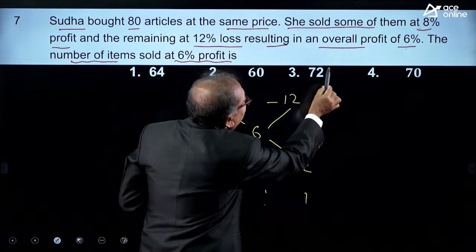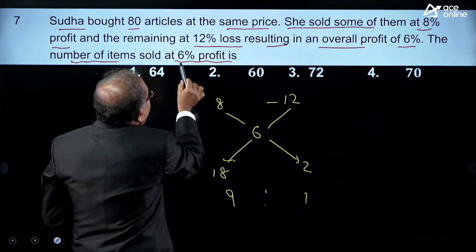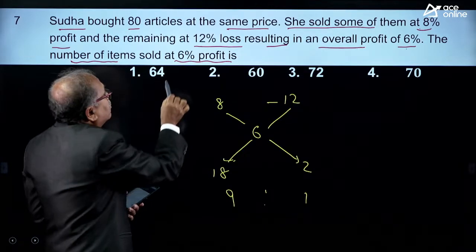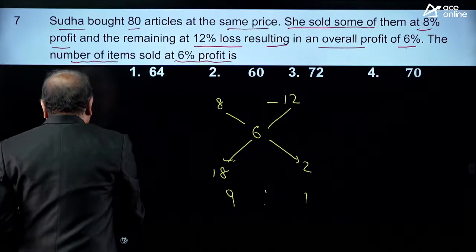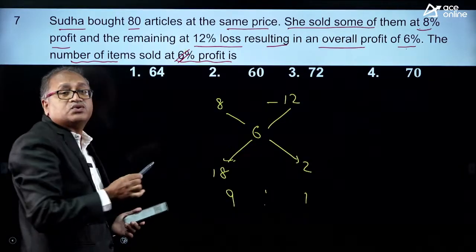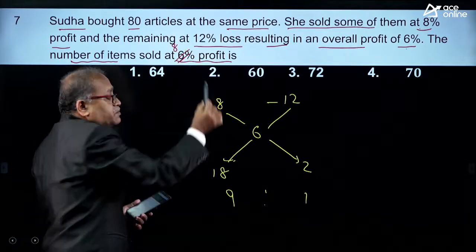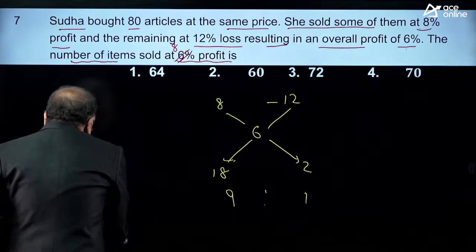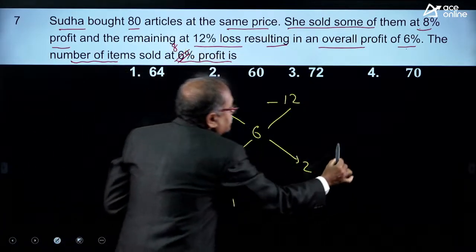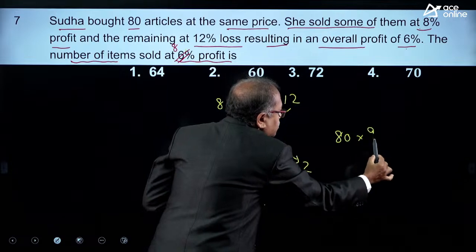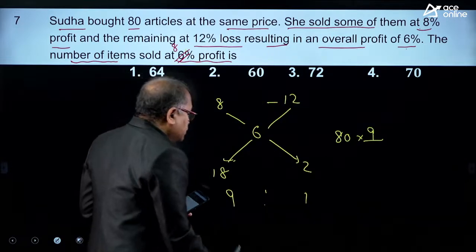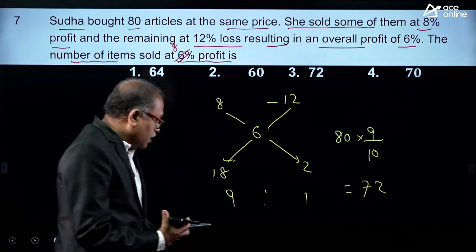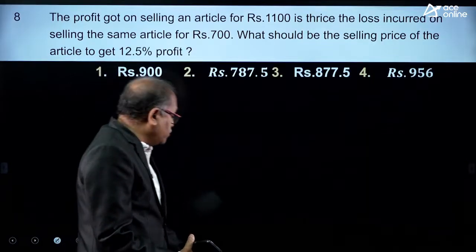What I need to find out is the number of items sold at an 8% profit. I think I made a mistake over here, not the 6% profit, because 6% profit is the overall profit. None of them has been sold at 6% profit. It should be 8% profit. You understood and corrected at your end. Great job. So let me do this finally. The remaining is nothing but 80 into... I am extremely sorry for writing the wrong number in the question. So 9 parts out of 10 parts, that's nothing but 72. Done. I am moving on to the next question.